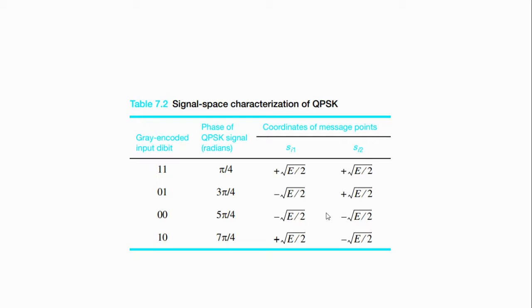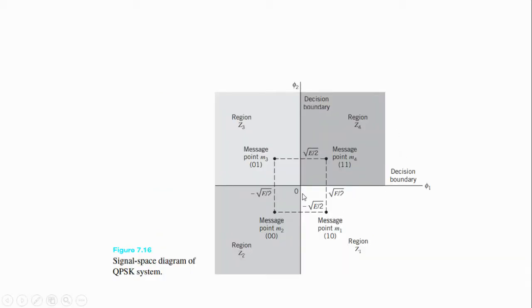If it is 0 0 means the angle is 5 pi by 4, and the message point is minus square root of E by 2, minus square root of E by 2. And if the message point is 1 0, at that time the angle is 7 pi by 4, and the message point is equal to plus square root of E by 2, minus square root of E by 2.